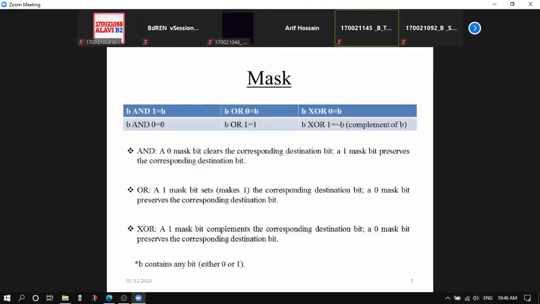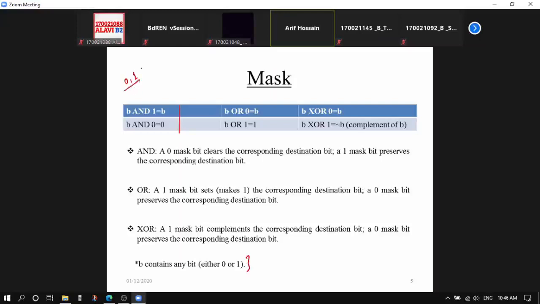Yes, sir. Now a new concept is mask. This is a small thing that you need to understand: what is a mask. So look at these two. Look at just this AND operation for the time being. See, your B might contain either 0 or 1. It is written at the end. Your B might contain either 0 or 1.